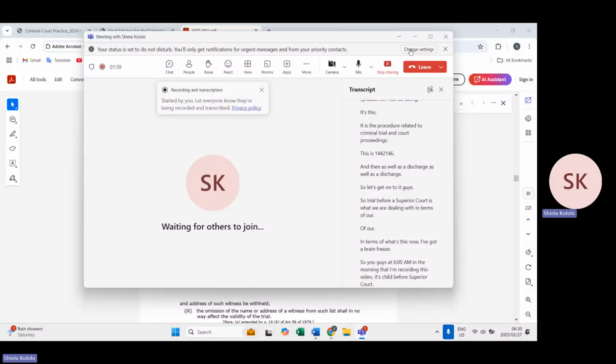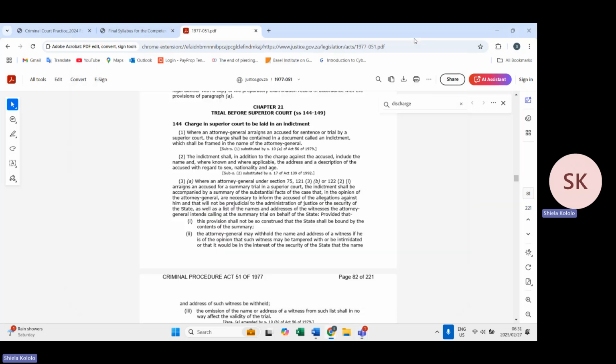So today we will be doing criminal court procedure, chapter 21. This is the trial before a superior court. We'll be discussing the procedures that occur during a criminal trial in a superior court to ensure that the trial is fair and all parties are involved. We'll focus on how the charges are brought and who is involved, as well as how decisions are made.